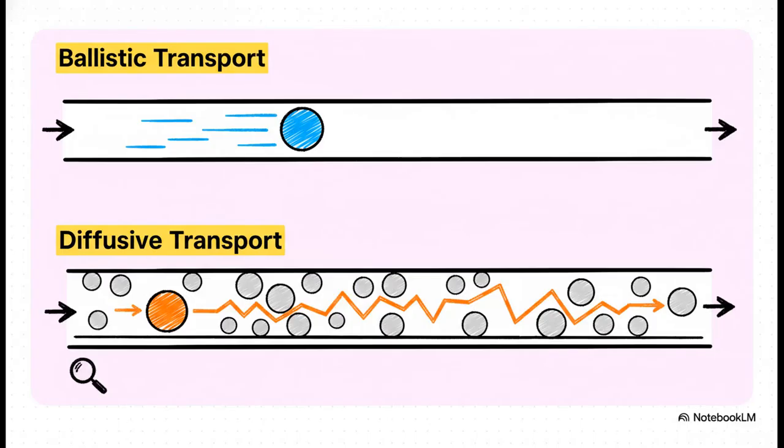Now contrast that empty high-speed highway against what actually happens in our everyday macro-sized devices. That's diffusive transport. Diffusive transport is basically bumper-to-bumper rush-hour traffic. Electrons are constantly bouncing off atoms and impurities, scattering in a million different directions. But at the nanoscale, by engineering structures small enough, we can actually eliminate that traffic jam entirely.